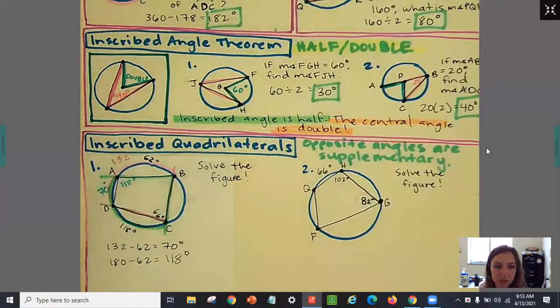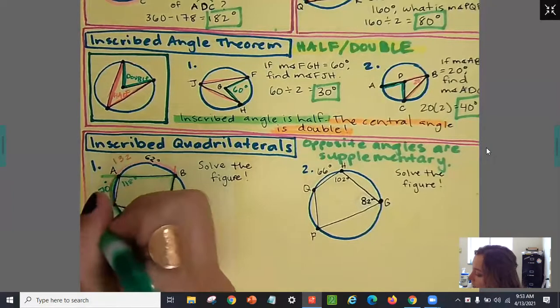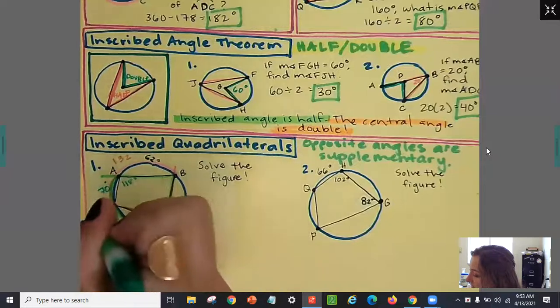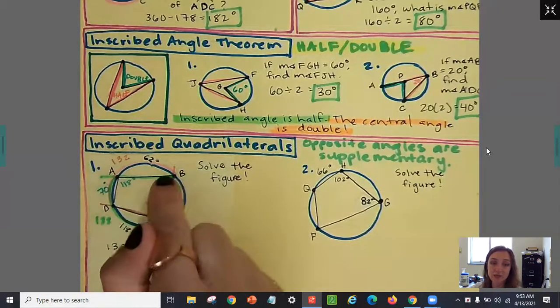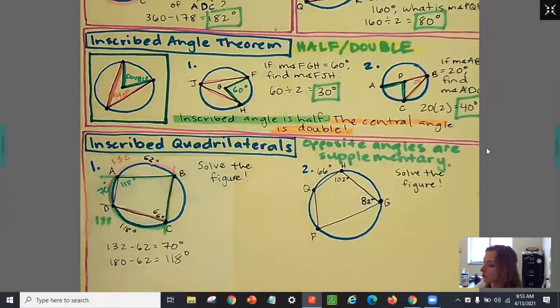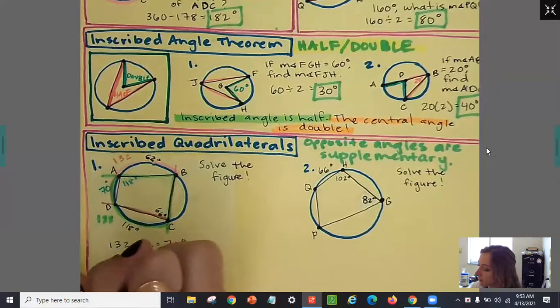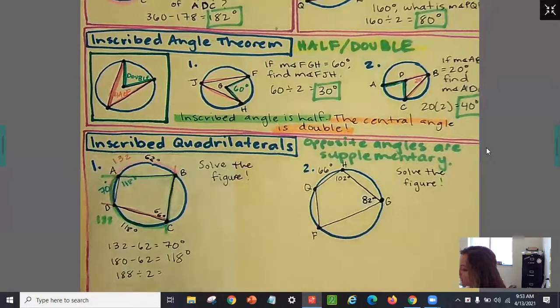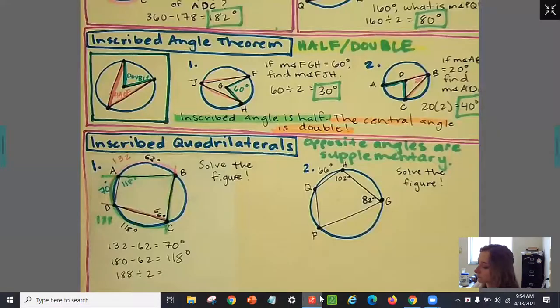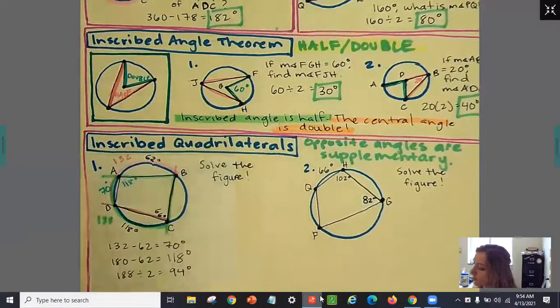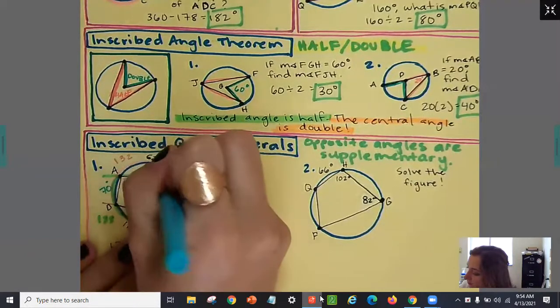So 70 plus 118, that is going to be 188. Okay, since that's 188 and the angle is going to be half of the arc, we're going to do 188 divided by 2, which is going to give us, let's see, 188 divided by 2, that's going to give us 94. Okay, so this angle right here is going to be 94 degrees.